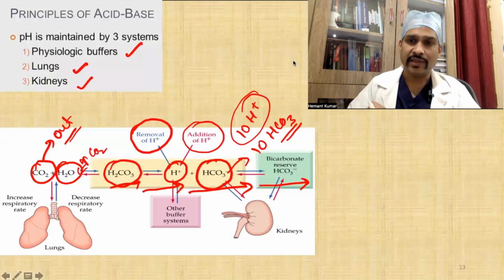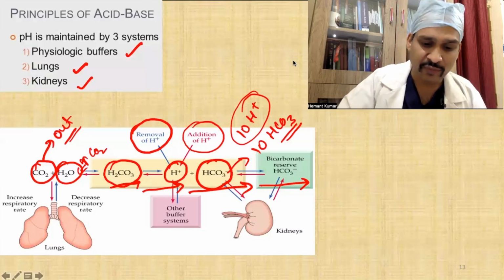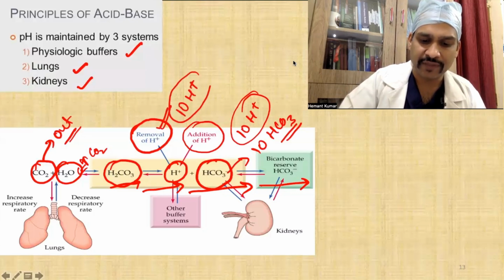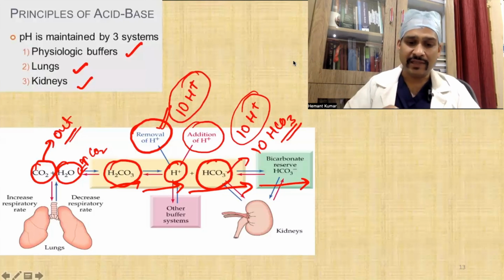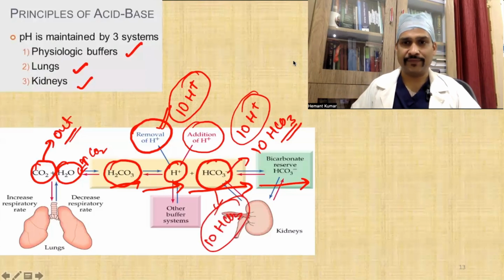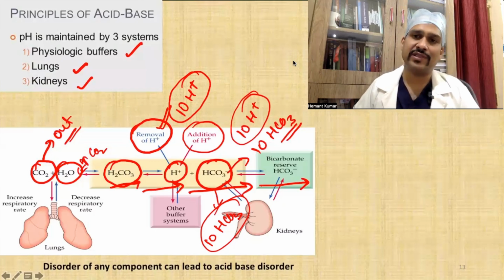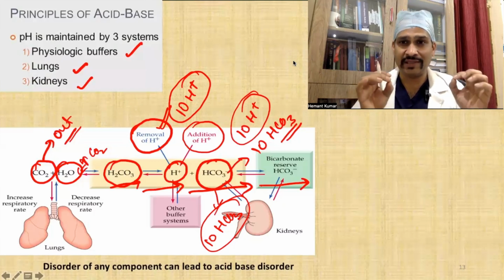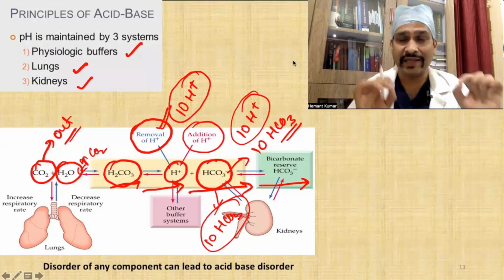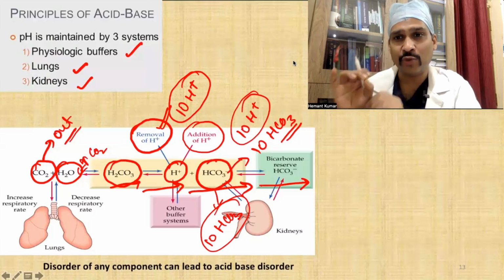So remember, if there is alkalosis, meaning removal of H ion, for example if 10 H ions have been removed, it means there will be addition of bicarb by 10 units. The same proportion. So a disorder of any component can lead to an acid-base disorder. These three things should be intact to maintain acid-base balance in the human body.